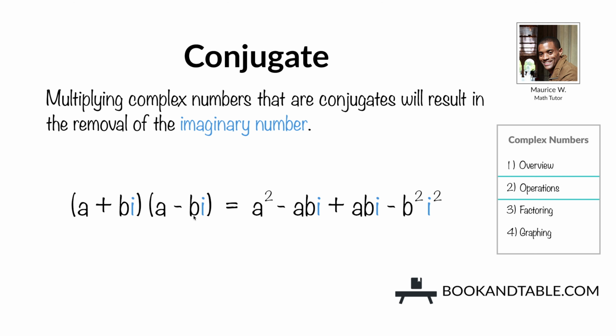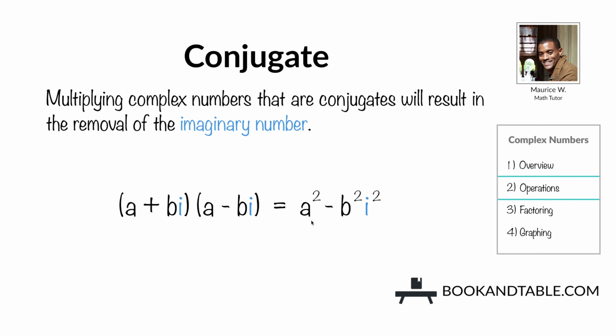A times negative bi would be negative abi. Bi times a would give you plus abi. And bi times negative bi would give you negative b squared i squared. The negative abi and the positive abi cancel each other out, leaving you with just a squared minus b squared i squared. i squared is equal to negative 1. So negative b squared times negative 1 gives you positive b squared.